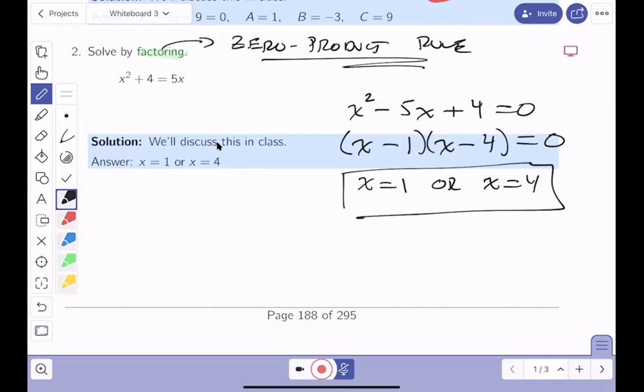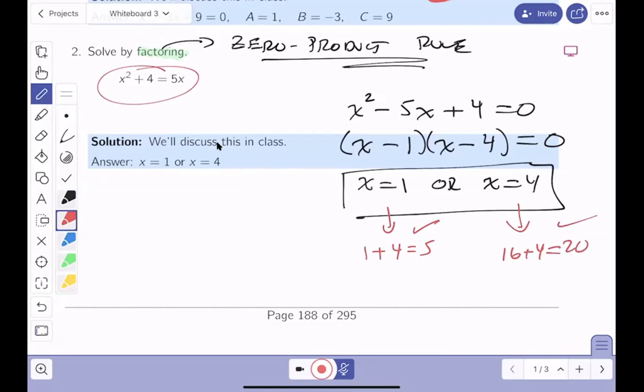Could I check this? I sure can. I'm going to go through that with you. Where do you check it? Right here. Let's plug it in. What do you get? 1 plus 4 is equal to 5. That worked. Let's check the next one. 16 plus 4 is equal to 20. That checks. Wow, this is good. Look at the key. What did we use? The zero product rule. Let's go to 3.